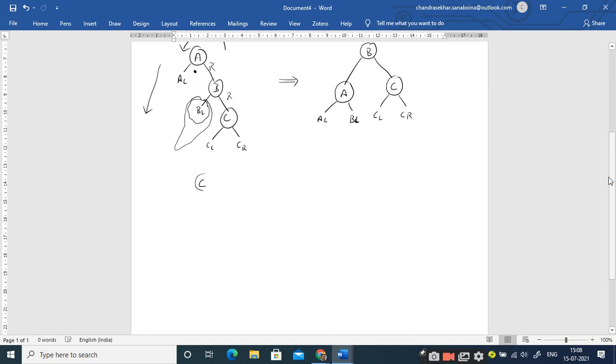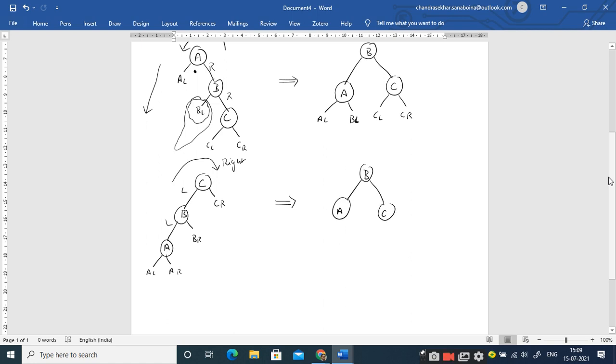Similarly, you take the other case. What is the imbalance I have here? LL imbalance, left of left imbalance. What is the solution to it? Right rotation. So this is the normal case, but I have the subtrees for all these nodes. Now if I perform a right rotation, I will get a tree like this.